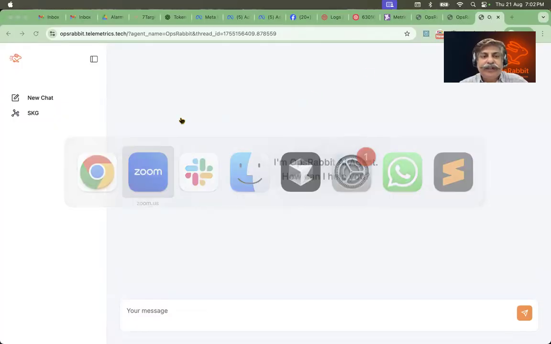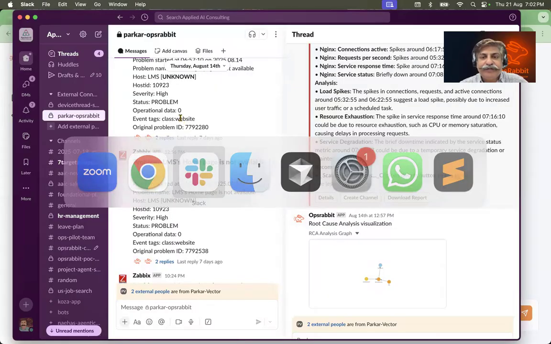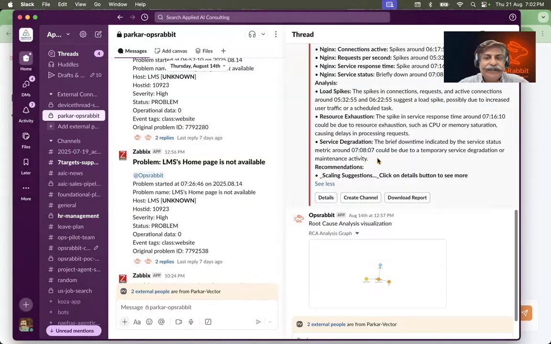So here is a quick recording of OpsRabbit. The goal of OpsRabbit is very simple. It is to work on an alert and figure out possible root causes after collecting the data around that alert, and then also try to give recommendations so the IT ops L1, L2, or L3 can quickly go ahead and fix the issue. With that, let's go and directly dive into some examples.